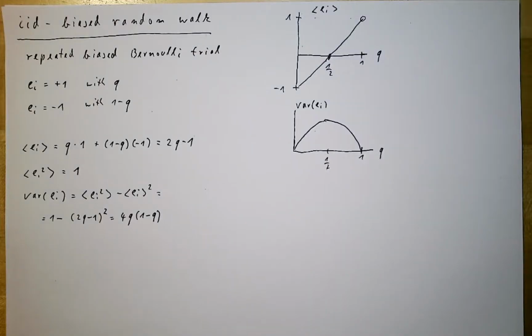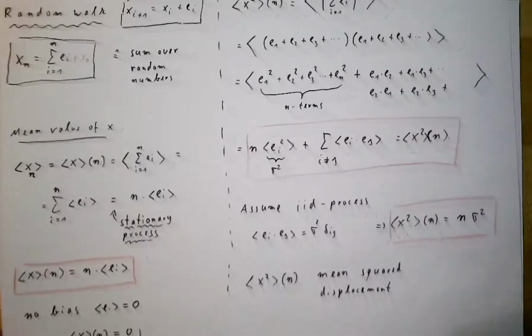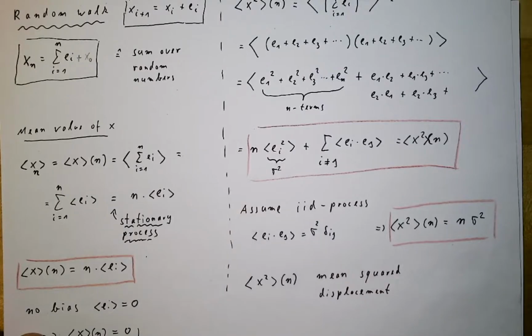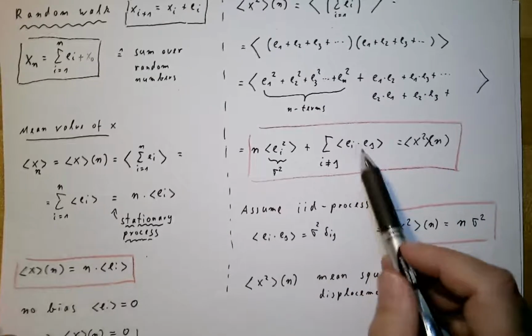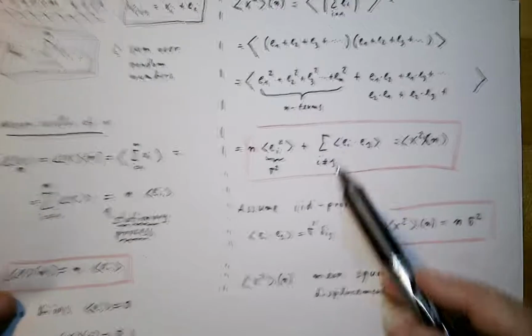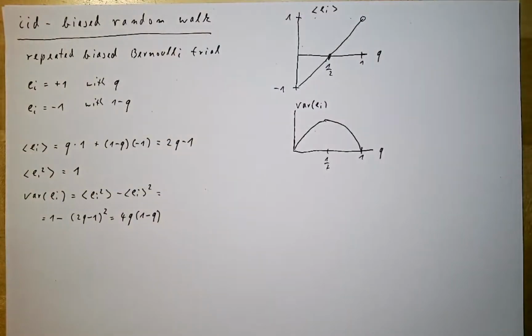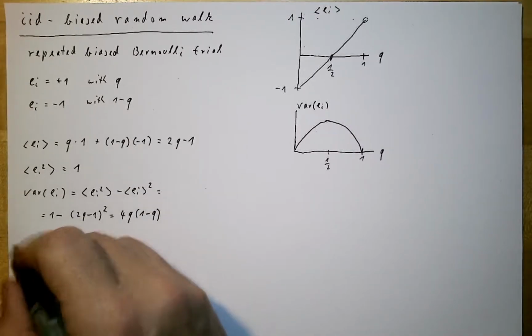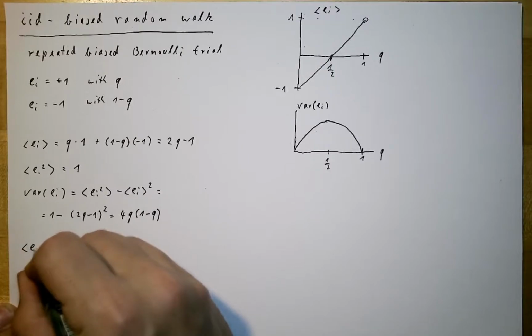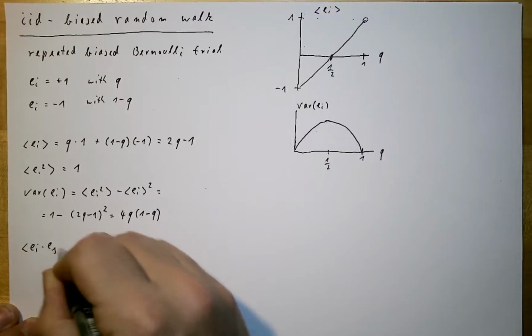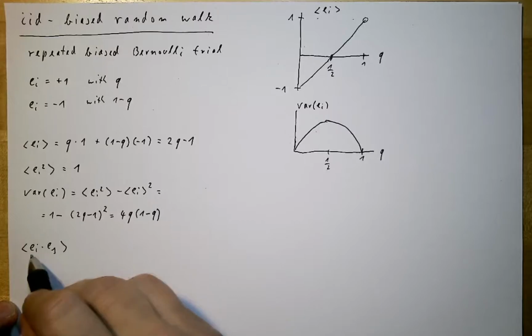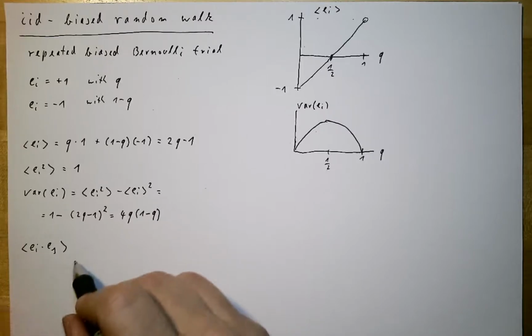Okay, so now we have most of what we need for our formula. We have the expectation, the second moment, and the variance. What about this covariance function? This we also need. Let's calculate this. So what is the expectation of e_i times e_j? When I write it like this, I always assume now that i is not equal to j, so we have different time points.